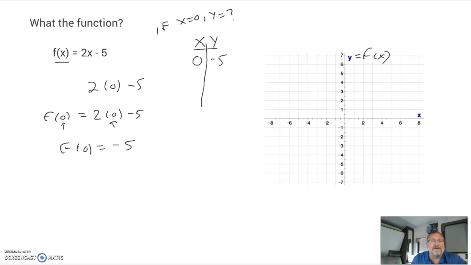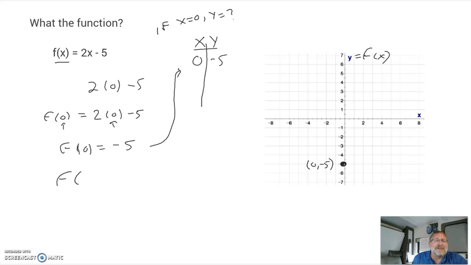F of 0, yeah, you use the word of. Again, it's not multiplication of f times 0 there. This is a convenient way of seeing the exact same xy coordinate. So for instance, I just found an XY coordinate by doing f of 0, and it's the dot way down here at 0, -5 on the grid.